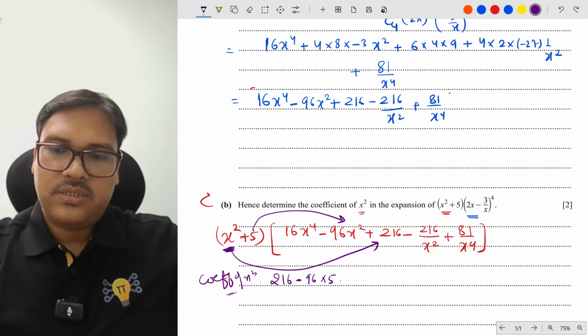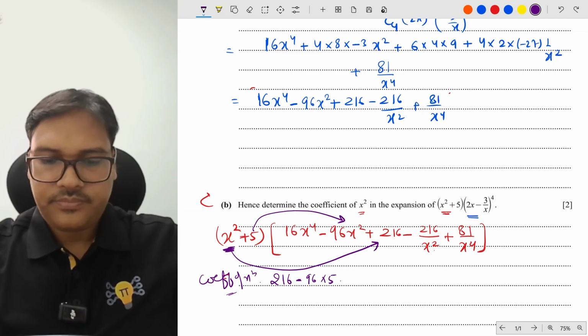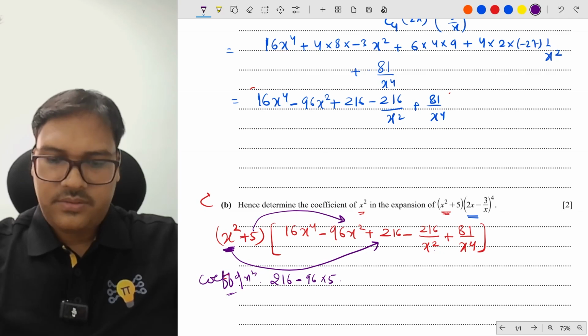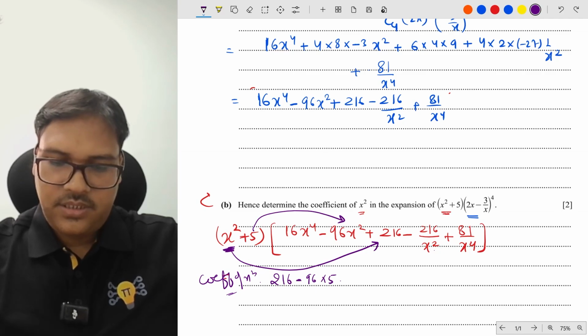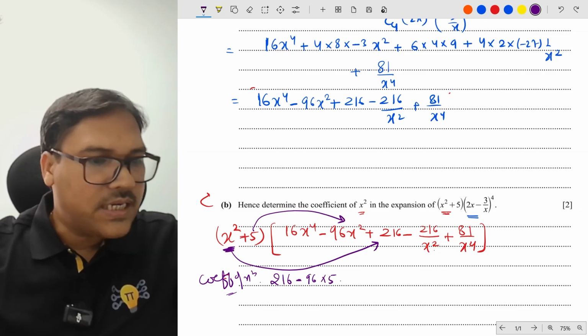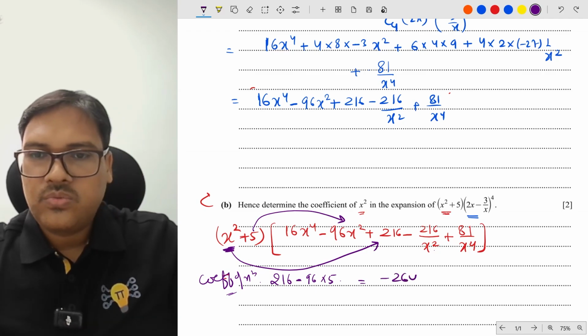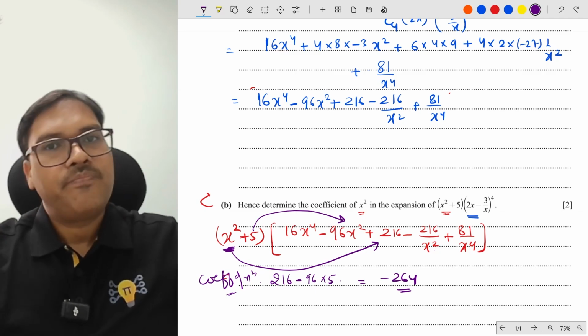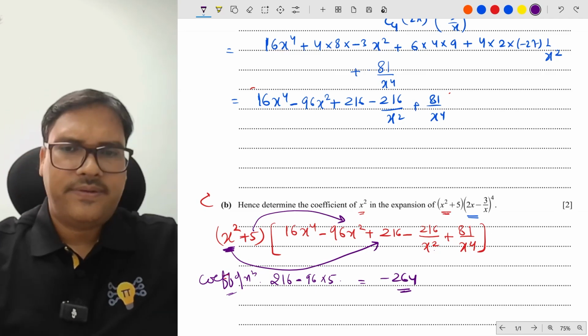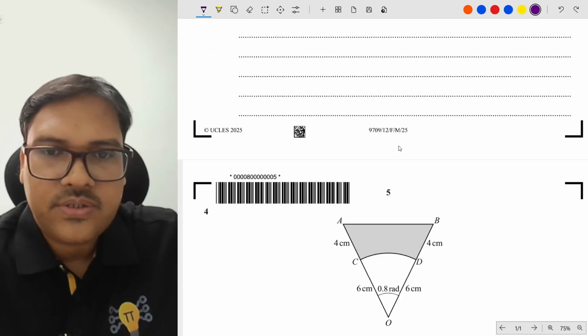So what is this? You can see, 216 minus 96 into 5, which is negative 264. So what is the answer? This is the correct answer, minus 264. This is how you will solve this question. I hope this is clear, right? So that is the answer to this question.